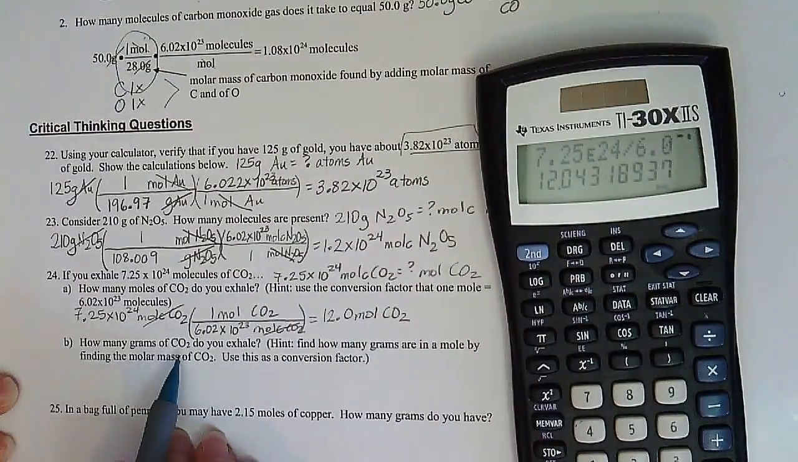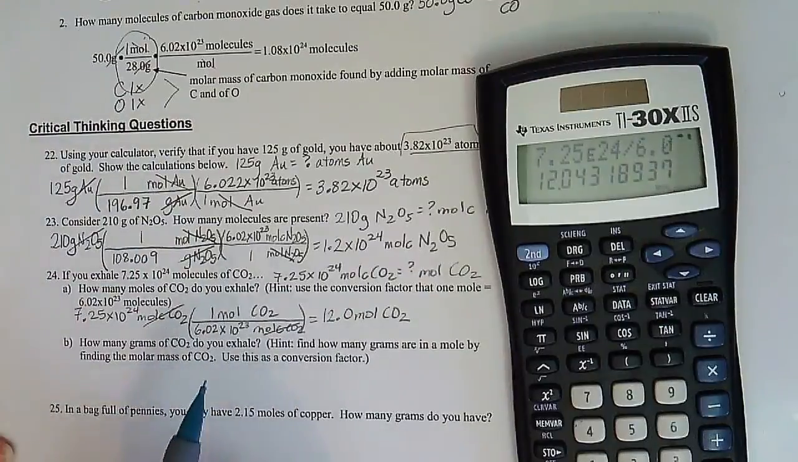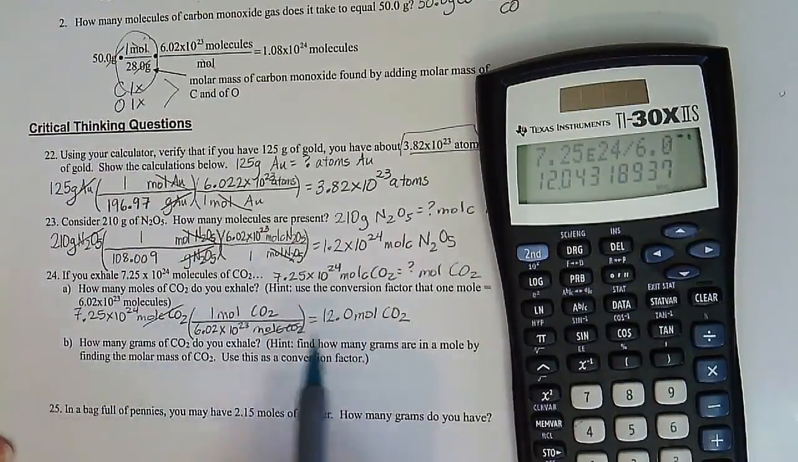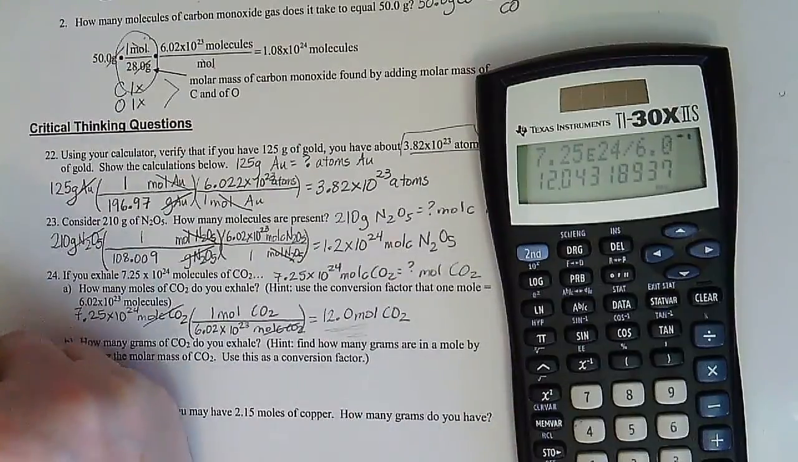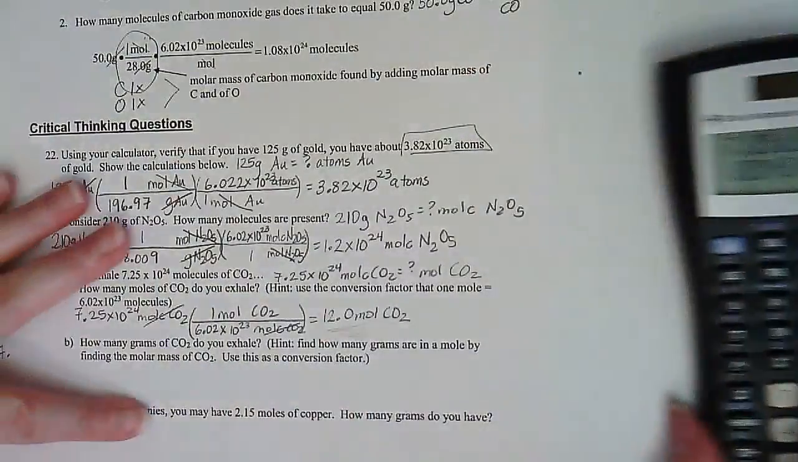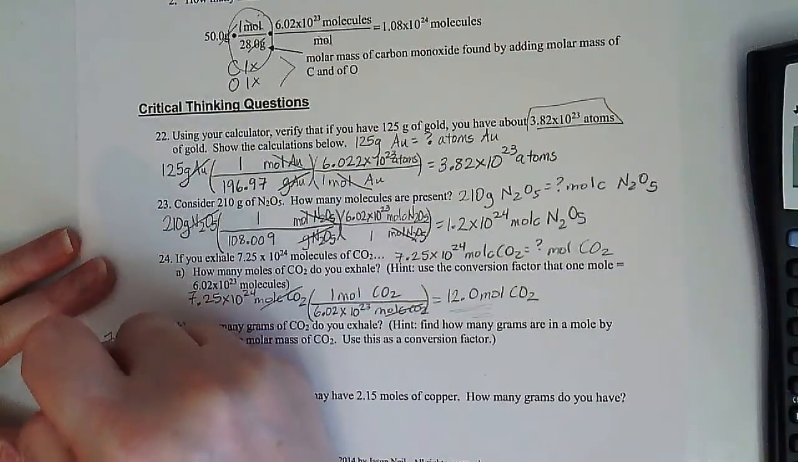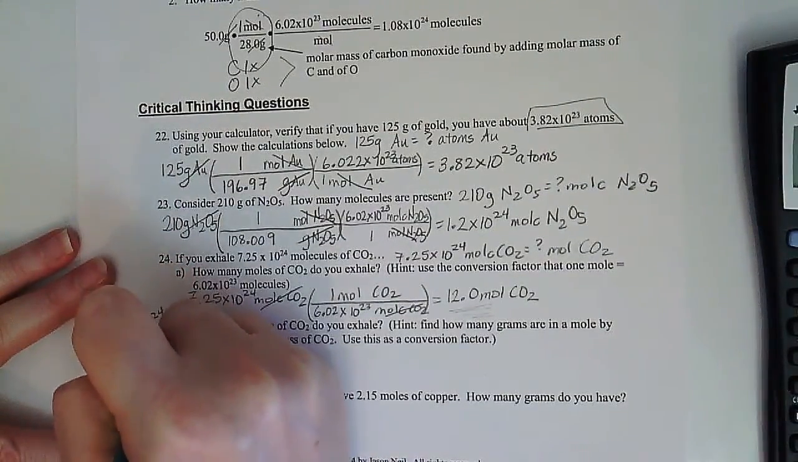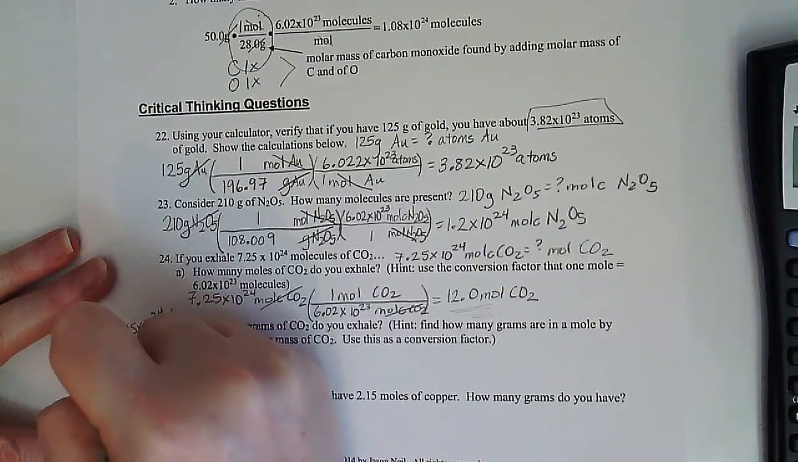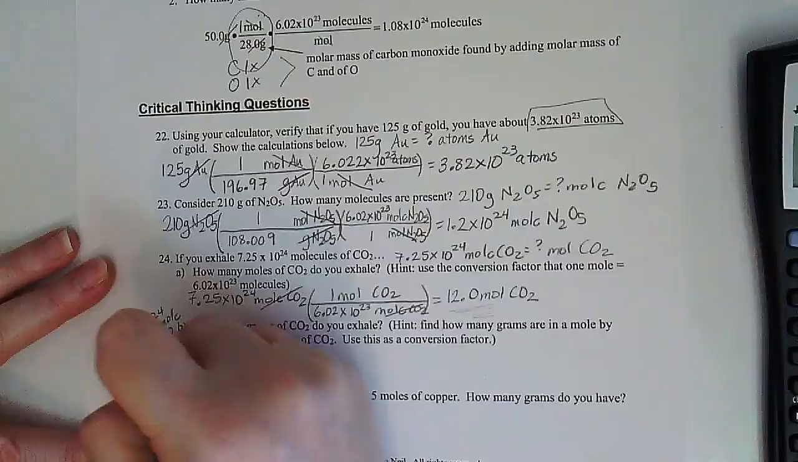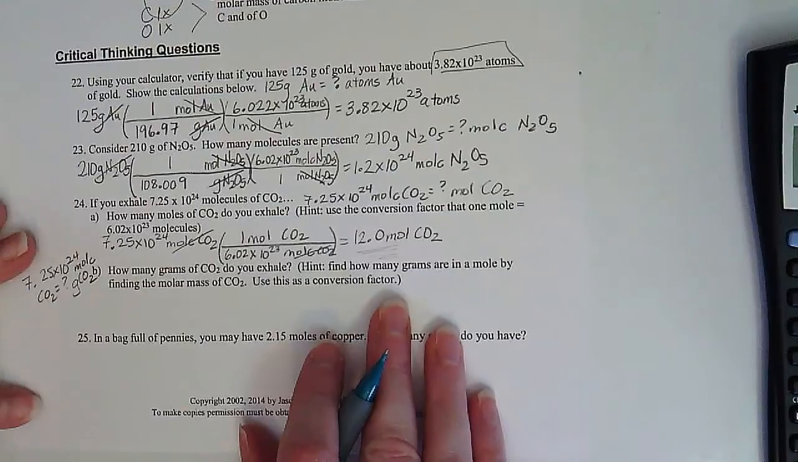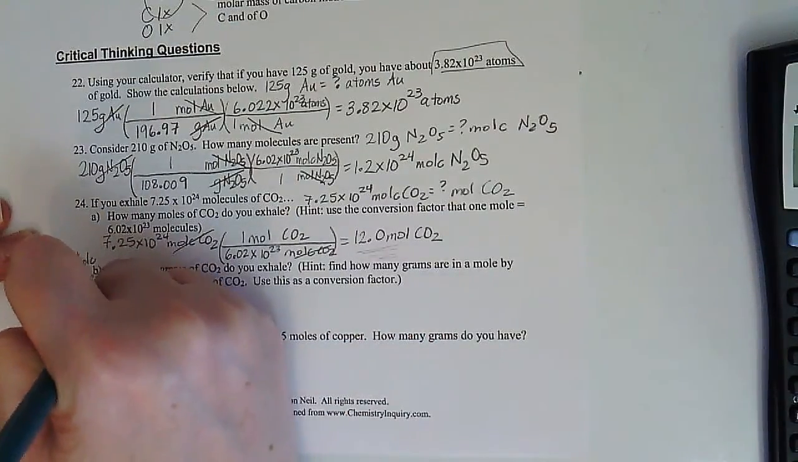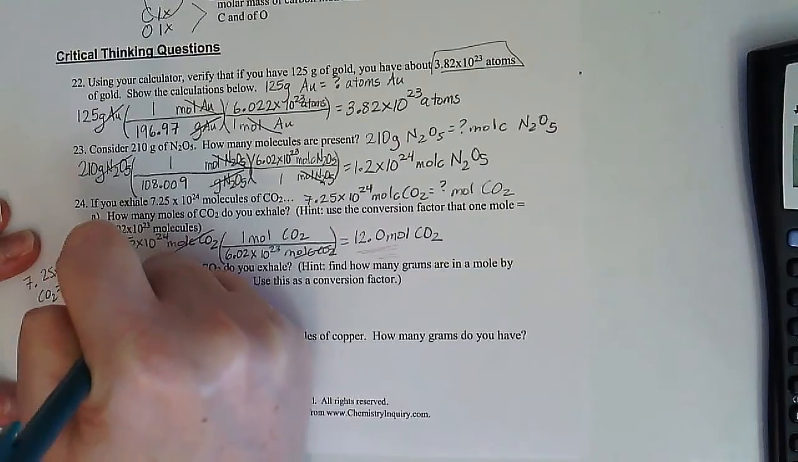Now, it asks how many grams of CO2 do you exhale? Now, one of the things I'm going to caution you about, and I'm going to demonstrate it right now, I don't want to use this answer. What if I've made a calculation mistake and that answer is wrong? Then my next answer is going to be wrong as well. So I'm going to go back to the 7.25 times 10 to the 24th molecules of CO2 and figure out how many grams of CO2 that is. Okay? So I want to go back to a number that I know is correct instead of using a number I've calculated that I might have made a mistake with.